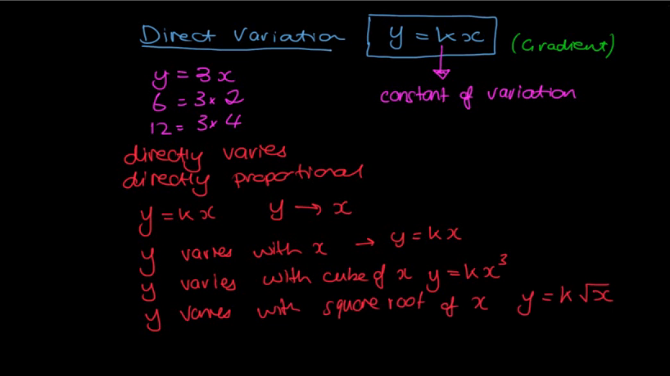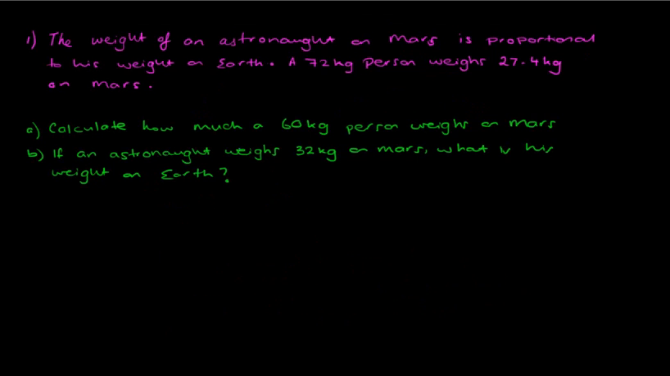So it just helps us to come up with that formula. There are a couple of different variations of the direct variation formula, y equals kx, as you can see, but the questions will be very obvious in that. So we're going to look at a couple of questions to start us off. For this first question, it reads, the weight of an astronaut on Mars is proportional, wow, it's a very big key word there, proportional, so we know it's direct variation, to his weight on Earth. A 72 kilogram person weighs 27.4 kilograms on Mars.